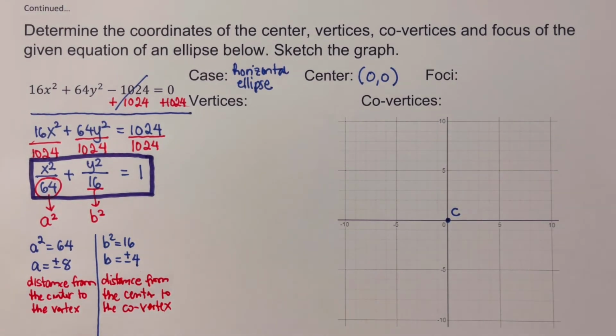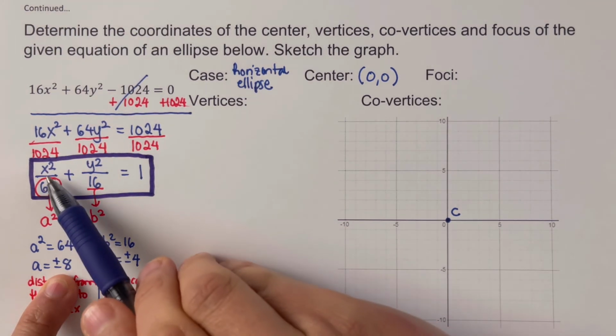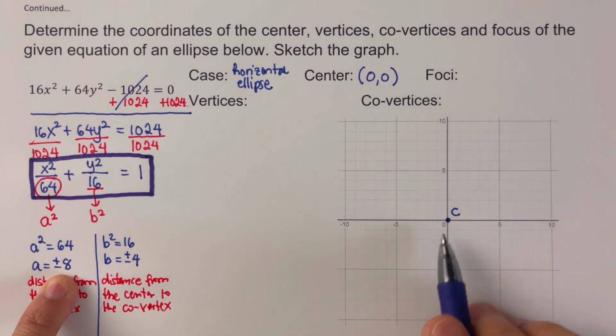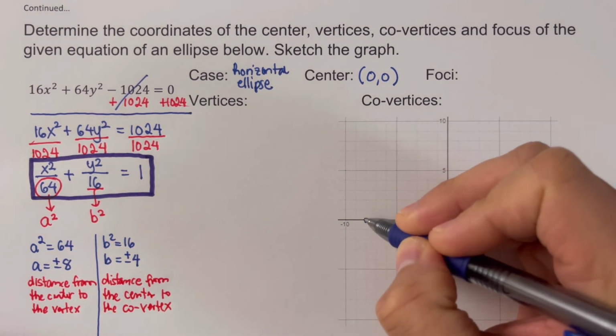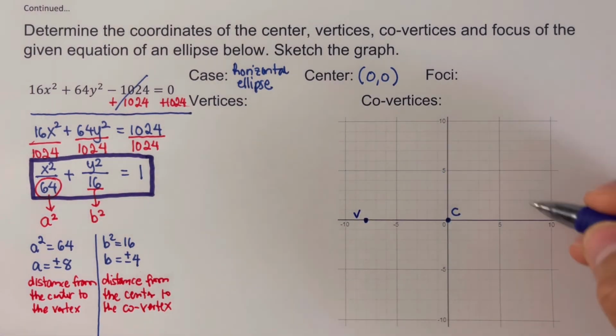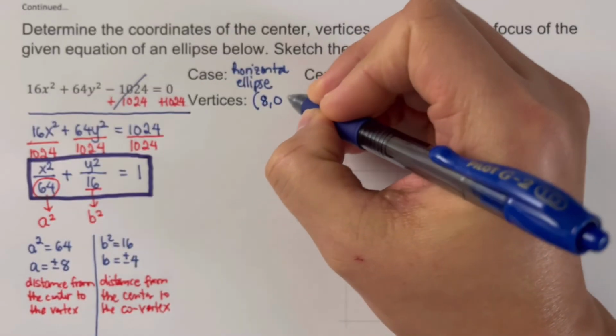Okay, we can therefore go ahead and say that our a is plus minus 8, and since this is a horizontal ellipse, because the value under the x squared is bigger, we go left and right 8. So this is our first vertex, and this is our second vertex. And we are going to determine the coordinates for these, and I'm going to write that up here.